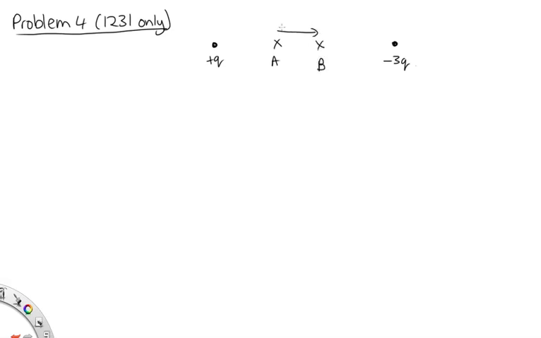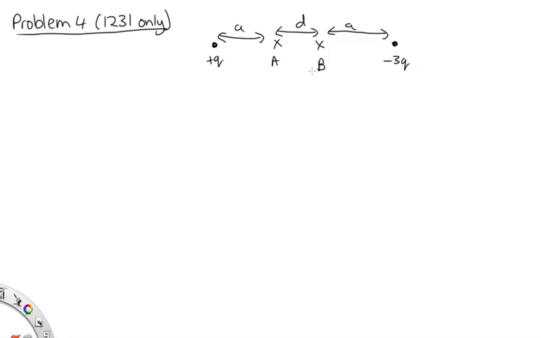Problem 4, and this is a 1, 2, 3, 1 only problem. Okay, in this problem we have a series of charges. We've got plus q here, and then we've got a minus 3q over here, and we're considering points A and point B such that there's a distance D between points A and B, between the charges and the points, like this.